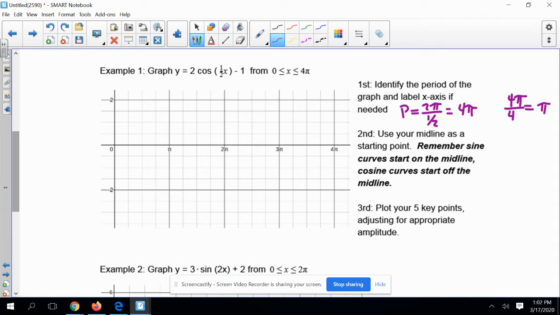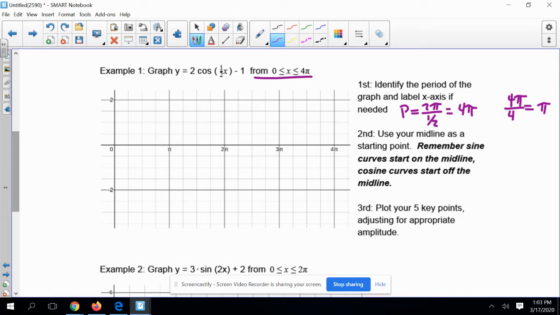Now, another piece that is new in this specific example that I want to take a moment to talk about is what this means right here that I just underlined: 0 less than or equal to x less than or equal to 4 pi. That's telling you that you only graph points from 0 up to 4 pi. You don't graph anything else except between that interval. So that's a very common way the Regents phrases a question like this. Graph this from 0 to 4 pi.